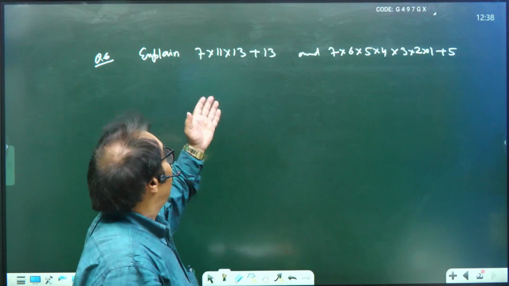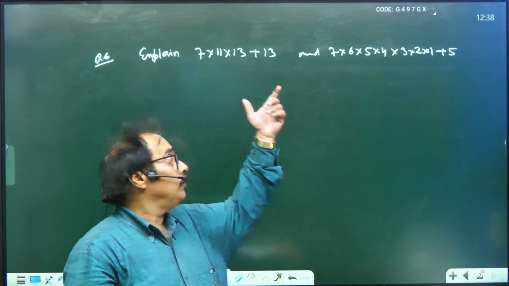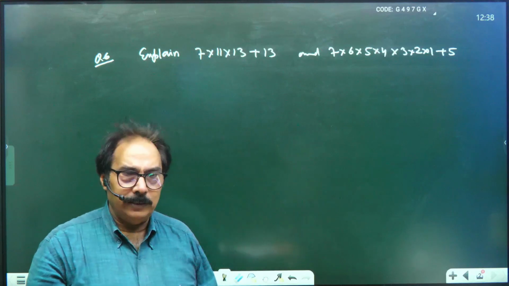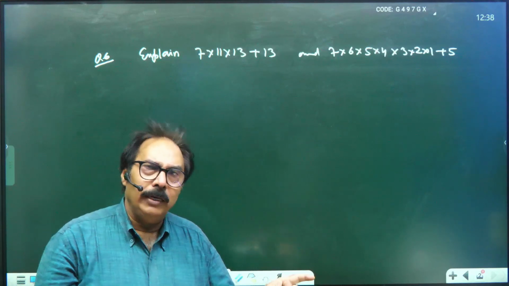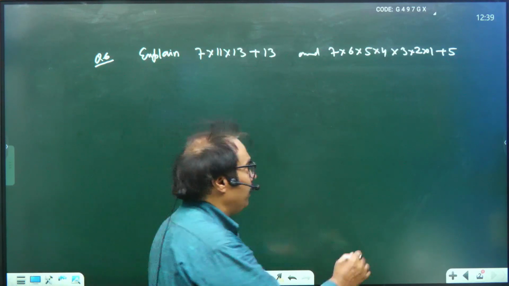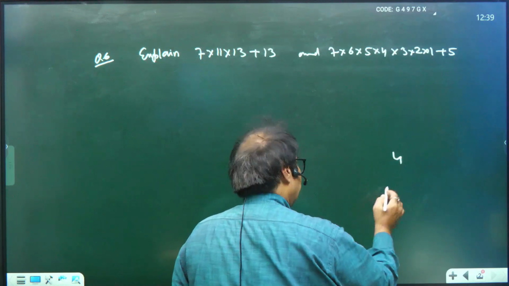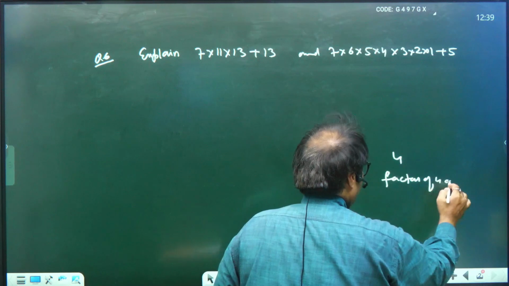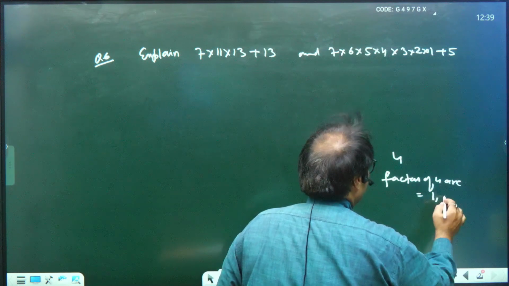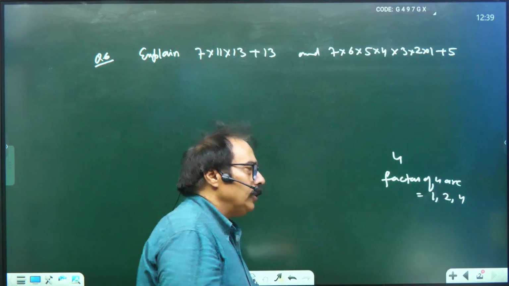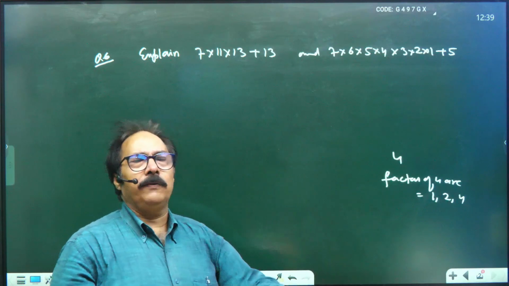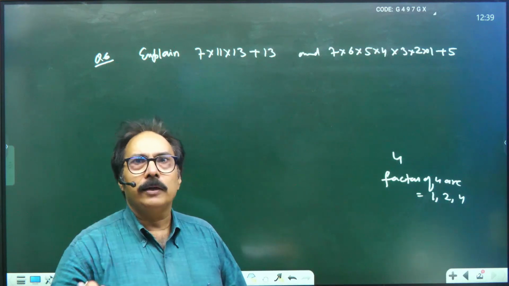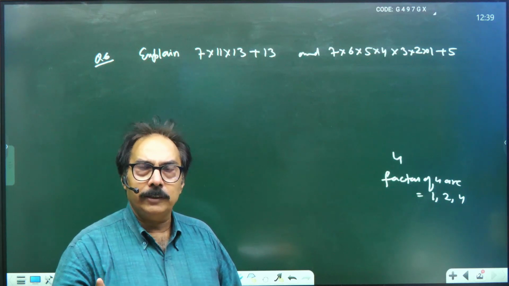It means we have to show that the number must have 3 or more factors, including 1 and itself. For example, you see 4, and the factors of 4 are 1, 2, and 4. So including 1 and itself, if a number has 3 or more factors, then it is called a composite number. Got it? Okay.